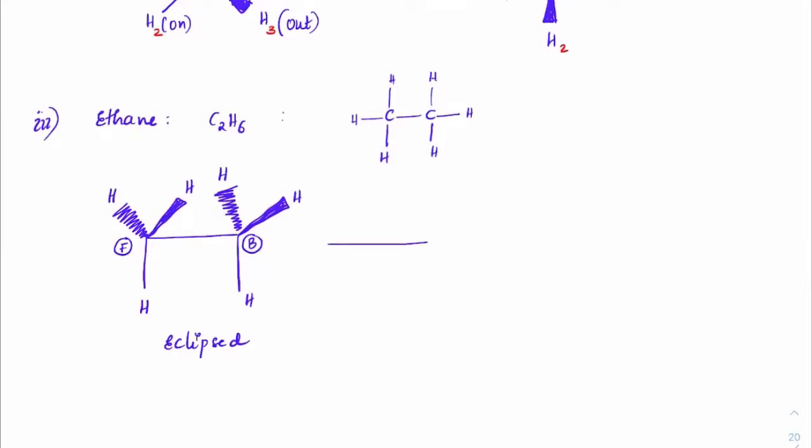And from this eclipsed form, imagine I make a turn. I'm rotating the back carbon, holding this carbon and rotating it by 180 degrees. So if I rotate this, what would happen? This H, which was down, should come up, and the hydrogen which is going inside should come on this side, and this hydrogen should come on this side.